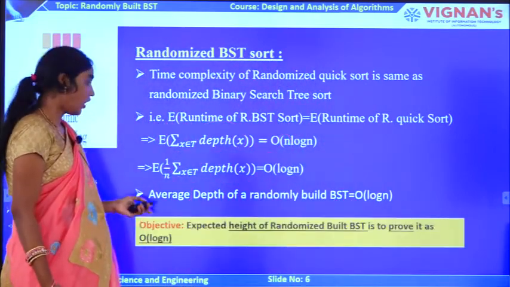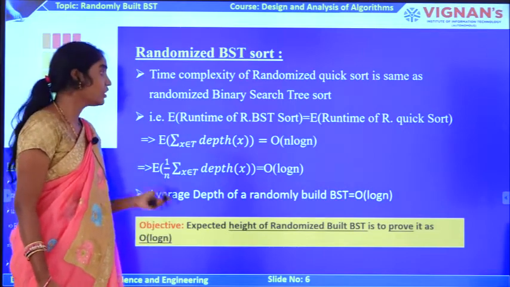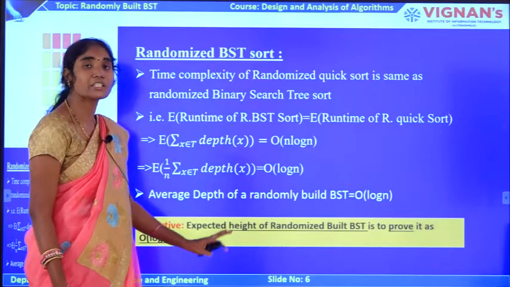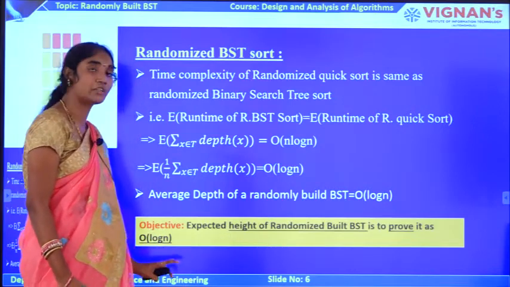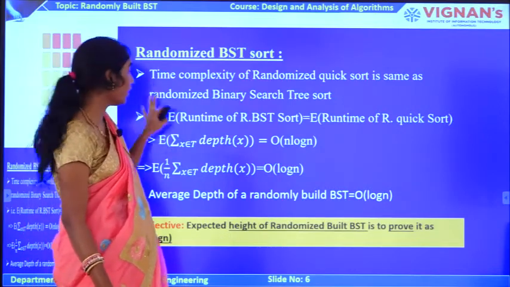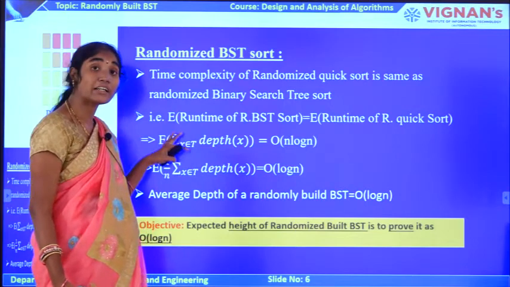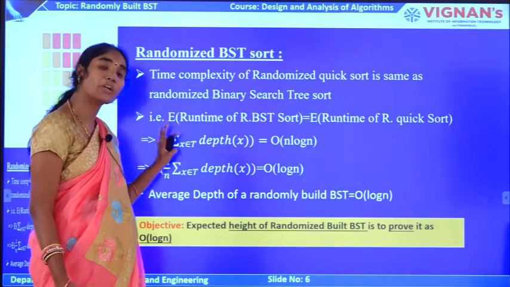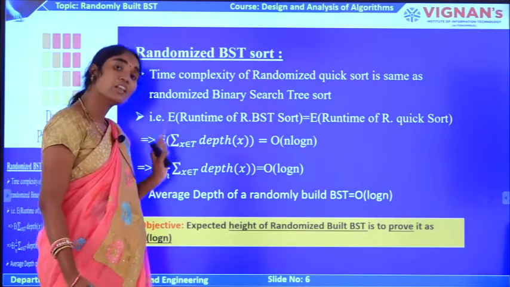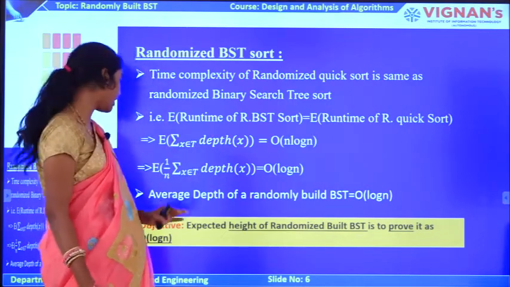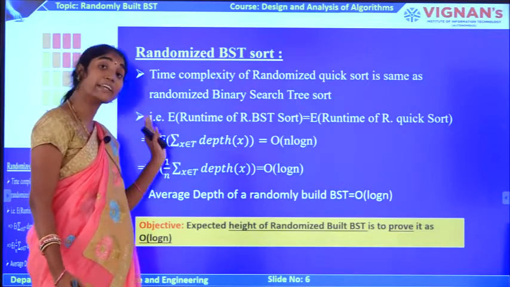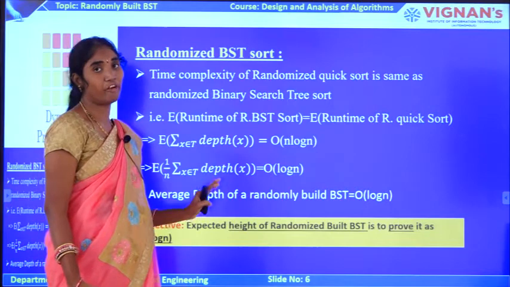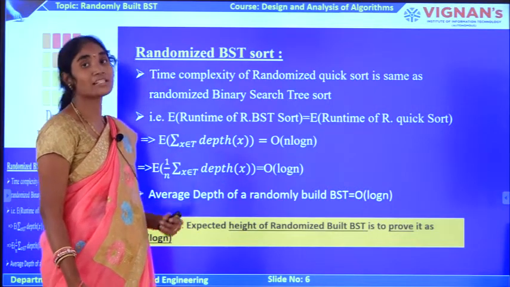So now what is our final objective in this particular topic? The expected height of a randomly built binary search tree is equal to big O of log n. So with this analysis we have seen that the average depth of RBST is equal to big O of log n, whereas now we are going to prove, not the average, but the height of the randomized binary search tree, that it should be equal to big O of log n. That we are going to prove in this lecture.